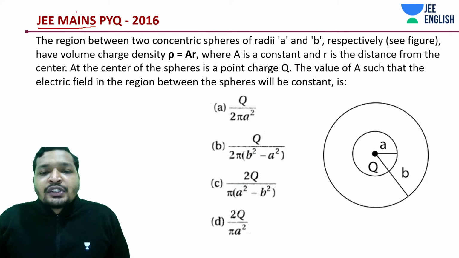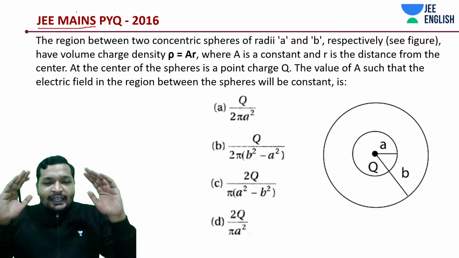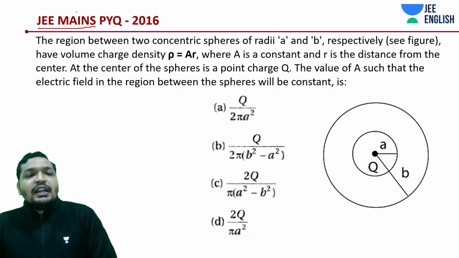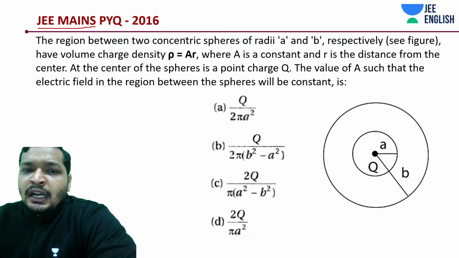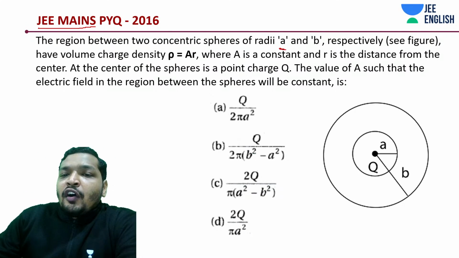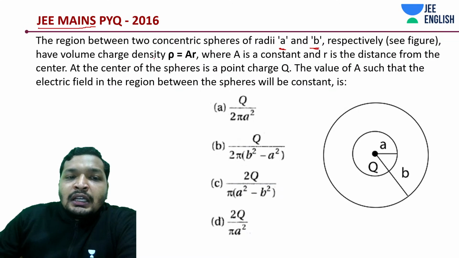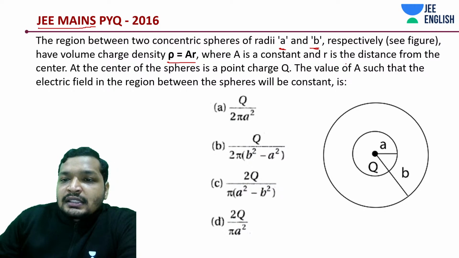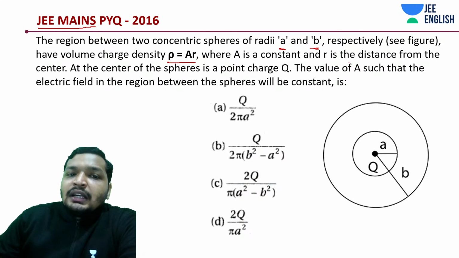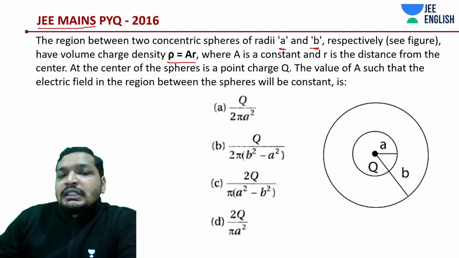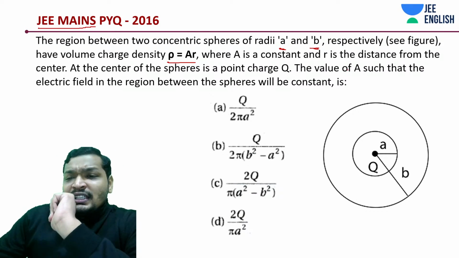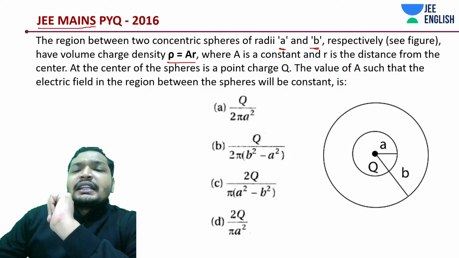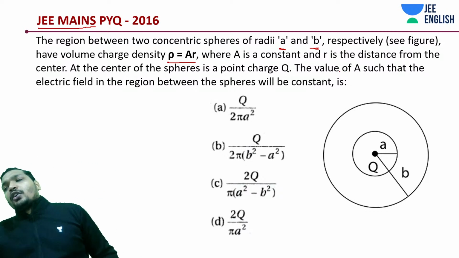Okay, let's get into this question. This is a very, very interesting question, guys. Given to you is a region between 2 concentric shells of radii A and B, with a volume charge density rho equal to A times r, where A is a constant and r is the distance from the center. At the center of the spheres, a charge Q is placed. Find the value of A such that the electric field in the region between the spheres will be constant.